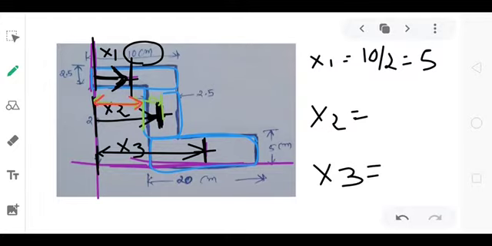So here the total length is 10 and the thickness of this section is 2.5. So this distance will be 10 minus 2.5, so it will be 7.5. So this distance will be 7.5.